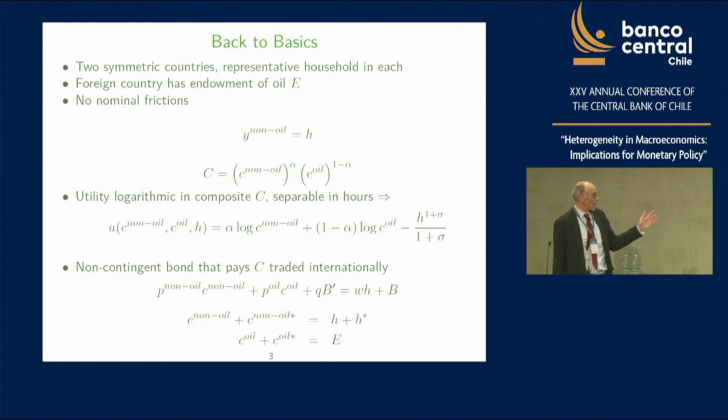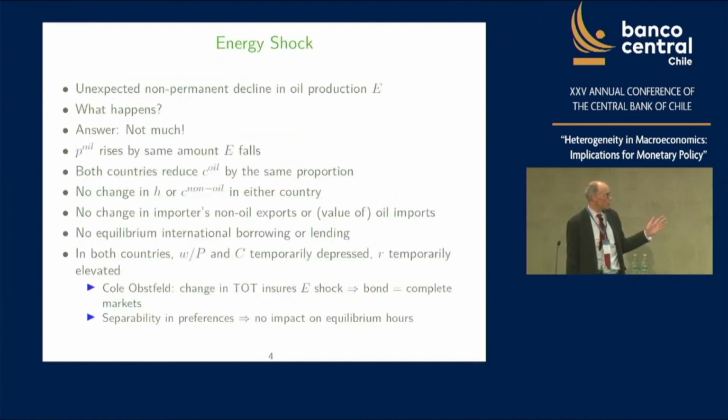So I think this is a nice little model to start thinking through the effect of a shock to this oil supply E. Imagine that there's a negative MIT shock there, it goes down, and maybe it gradually comes back over time. So in this simple setup, what happens? In this simple, stylized model, nothing really happens. The price of oil is going to rise exactly by the same amount that the supply of oil falls, with this Cobb-Douglas aggregator in consumption.